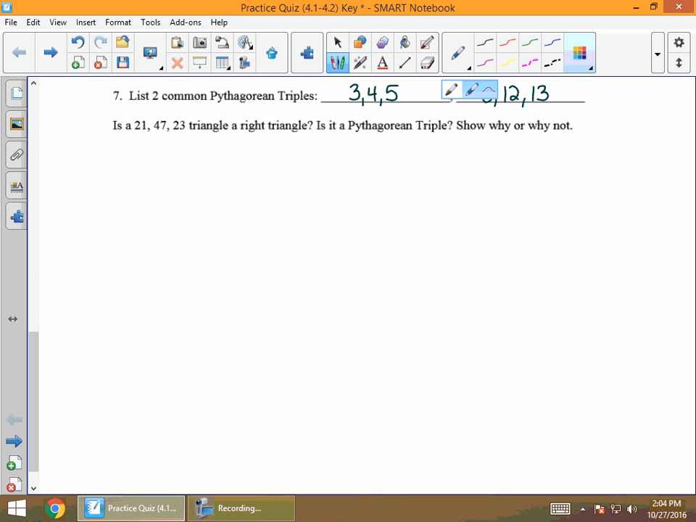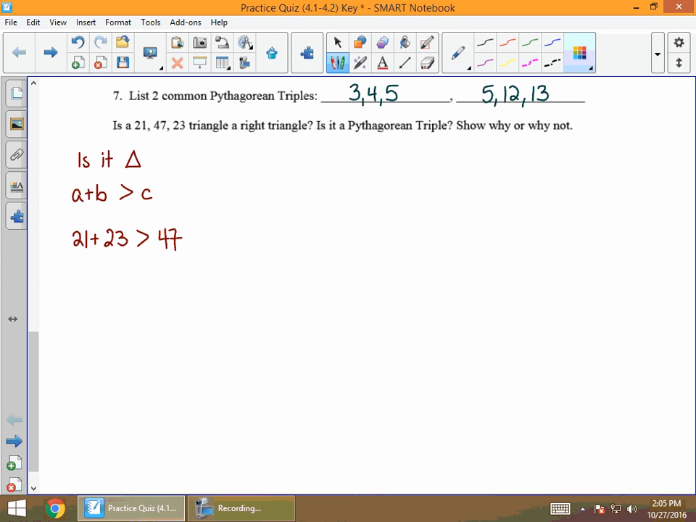And then this last question says, is 21, 47, and 23 triangle a right triangle? And then, is it a Pythagorean triple? So remember, if we are going to prove that it is a right triangle, the first thing I need to check is, is it a triangle? And if it is, then the two small sides, A plus B, have to be bigger than the third side, which we call C. So in this case, my question is 21 plus 23, the two smaller, is that bigger than the third side of 47?